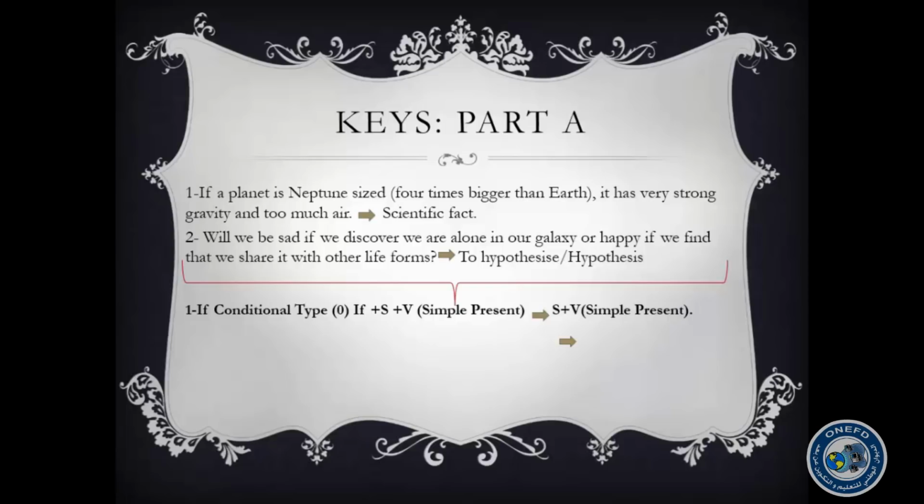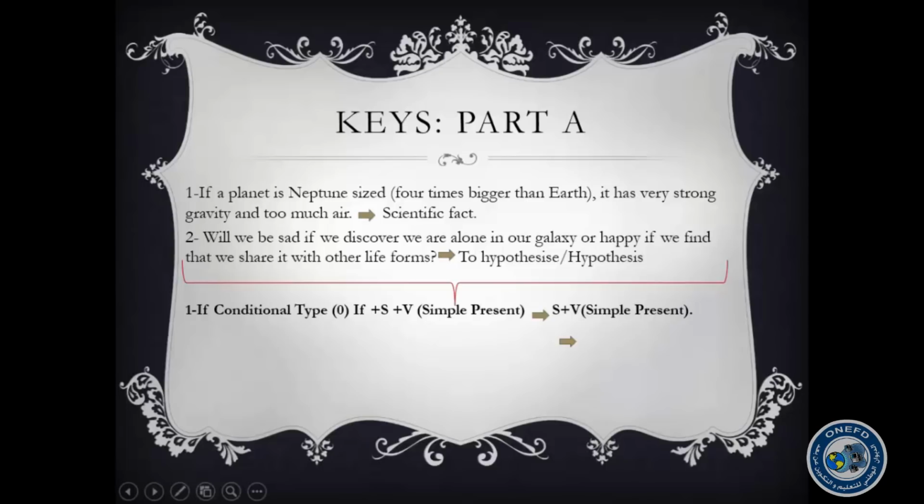If conditional type 0. In the if conditional, we have the if clause and we have the main clause. So go back to sentence number 1. If a planet is Neptune sized 4 times bigger than Earth is the if clause, and it has very strong gravity and too much air is the main clause, and we said it expresses a scientific fact, so it is if conditional type 0. Why? Because we have the if clause, it's if plus subject plus verb in the present simple, and the main clause, it's subject plus verb in the present.